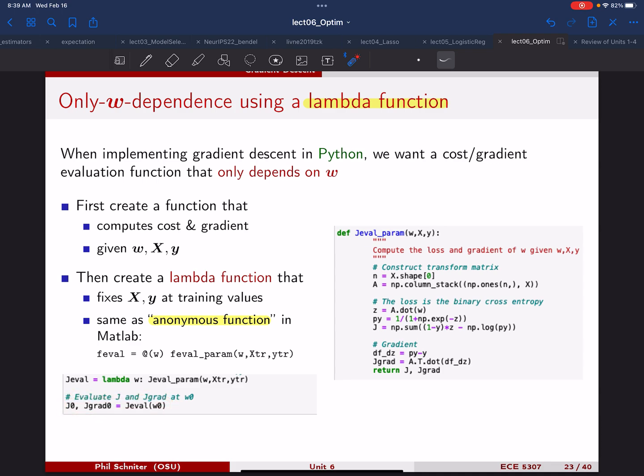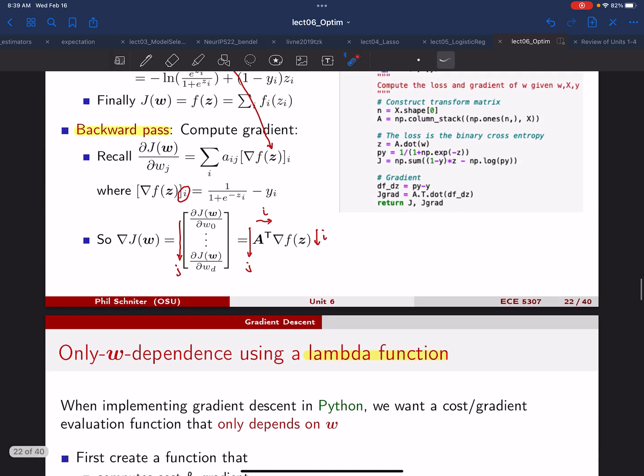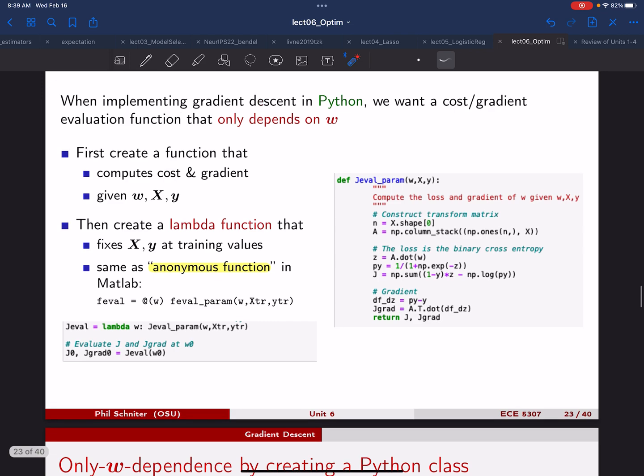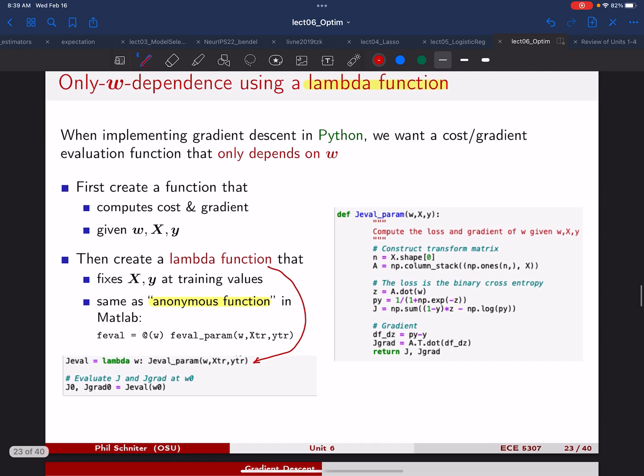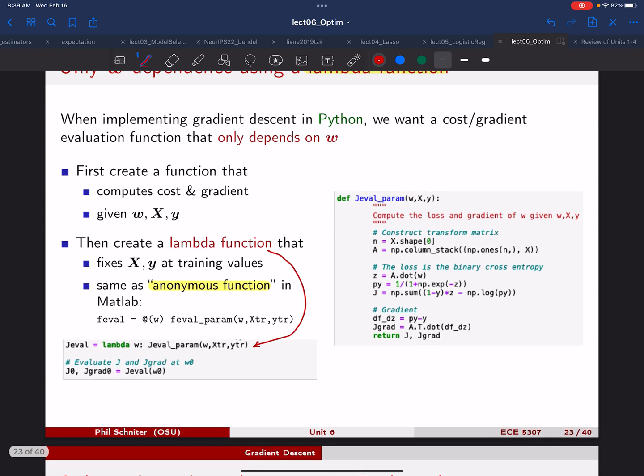Okay. This is going to help us because later we want to pass this function into a gradient descent solver. This is exactly the same function from the previous page. All right. So here's our lambda function right here. Okay. Any questions on this?